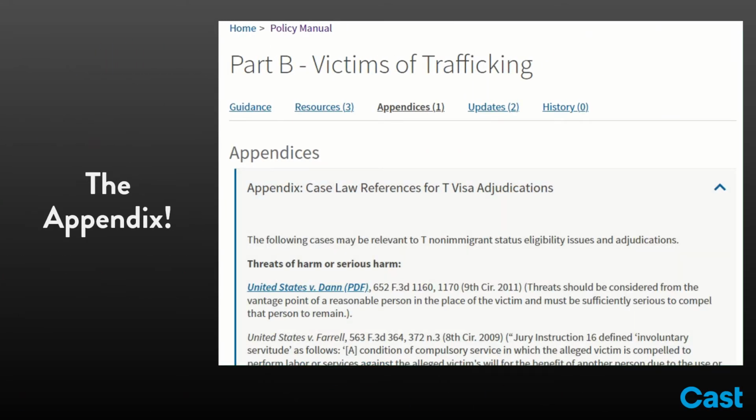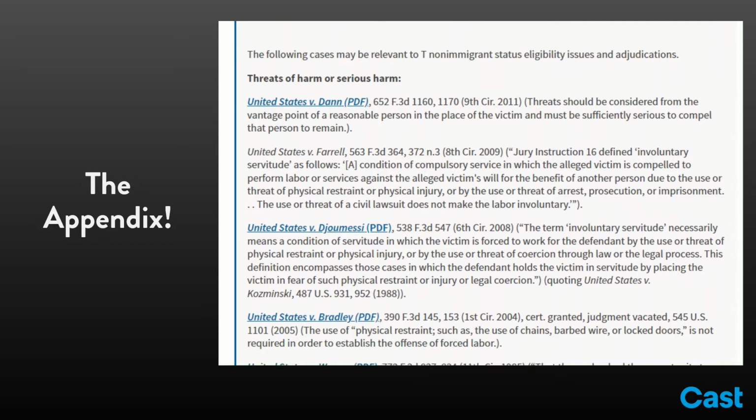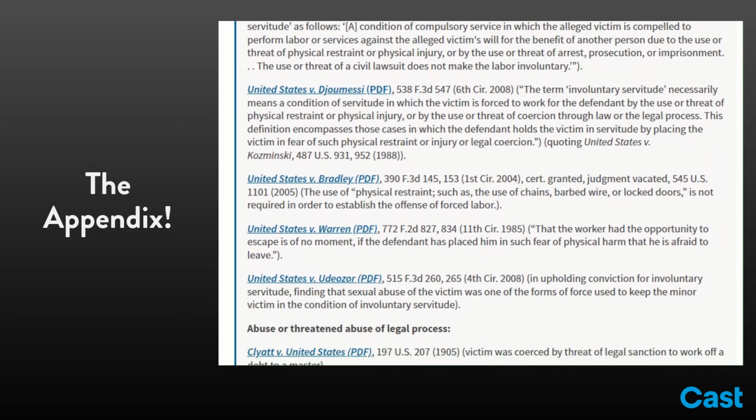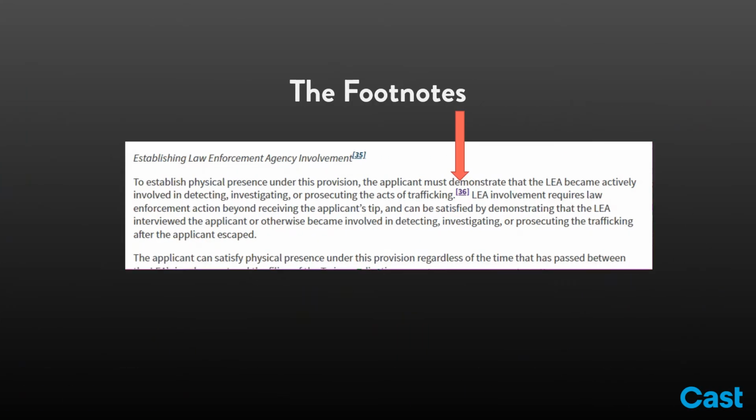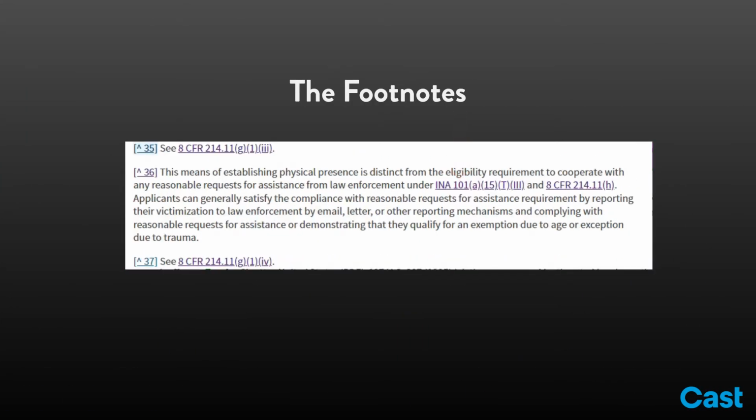Finally, the appendix of the manual provides substantive, supplementary information, including a case law reference table, which clarifies several concepts. The footnotes also provide additional context and analysis. Both the appendix and the footnotes should be read along with the body of the text for a richer understanding of how USCIS may interpret a T visa case. Now let's dive in.